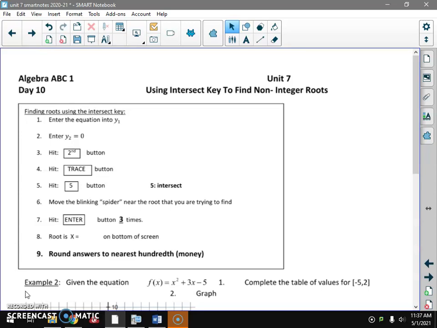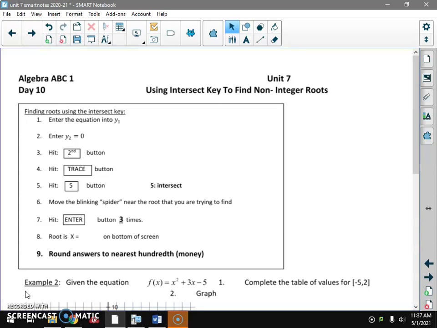We're going to do the intersect key some more, but the difference today is we're going to find some roots that are not whole numbers. They're decimals. And the rule we're going to use today is we're always going to round to money, or 2 decimal places. As you can see by the instructions, it's the same as we did yesterday. The equation goes into y1, 0 goes into y2, and we're going to see where the blue U hits the red line. We're going to use that second trace number 5 button and move the spider.